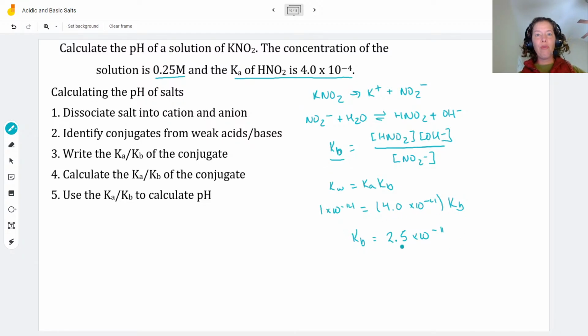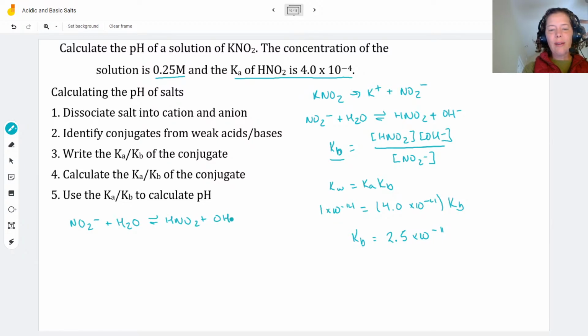We've got a value for Kb, which means it is time now to go to our ICE table and calculate our equilibrium concentrations. So again, I'm going to do this in the lower left. I'm just going to rewrite my balanced chemical equation here. So we have nitrite in water, it is accepting a proton, and hydroxide. Great. And now we have ICE. So initial, what is our initial concentration of our nitrite?